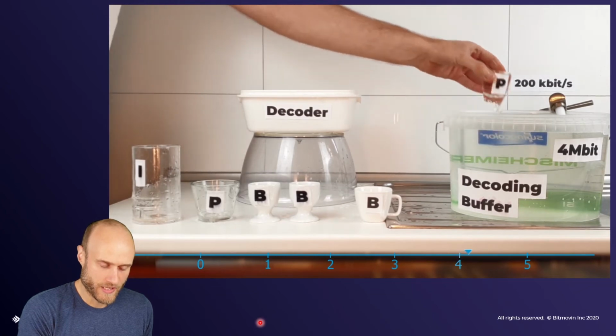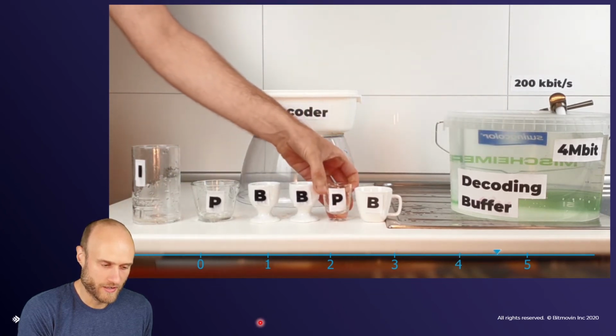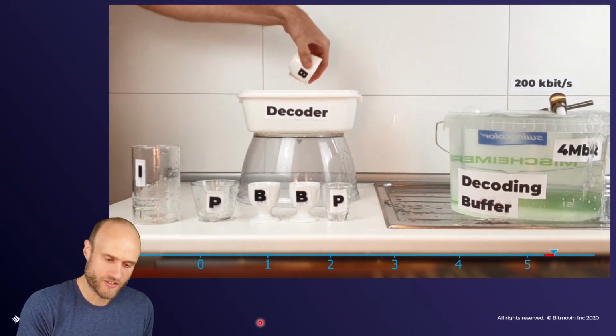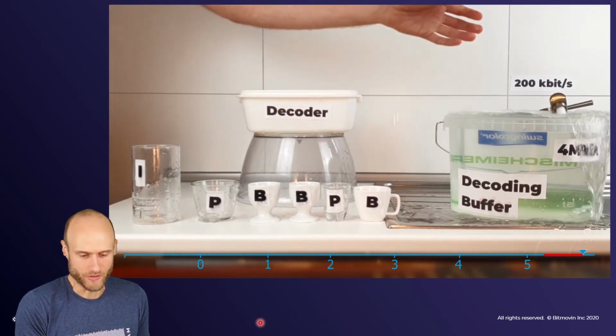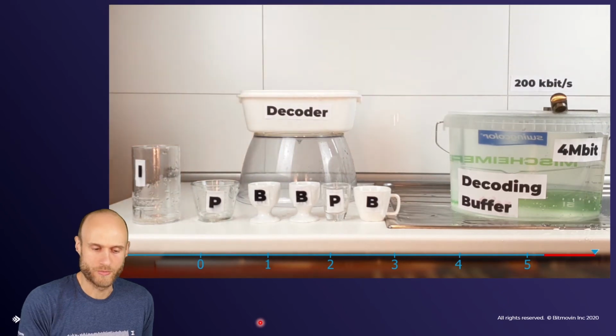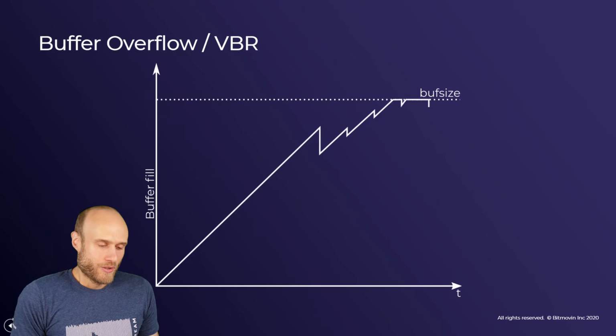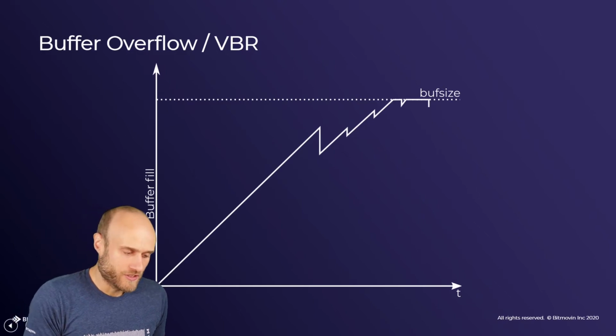There's another P-frame, and we're removing data from the decoding buffer slower than it actually fills up, and then at some point we have an overflow. We weren't fast enough to remove data from the decoding buffer, and then it overflows. We can also put this in a graph, so this is what it looks like.